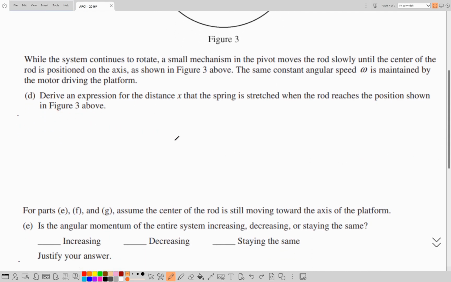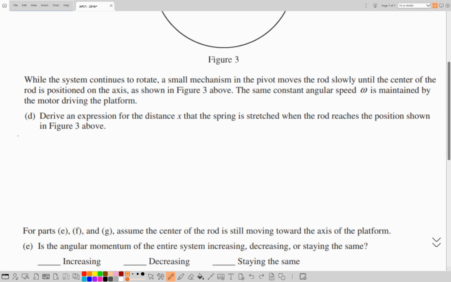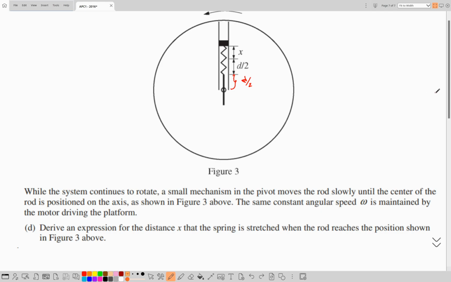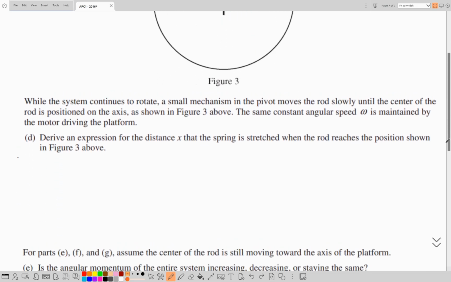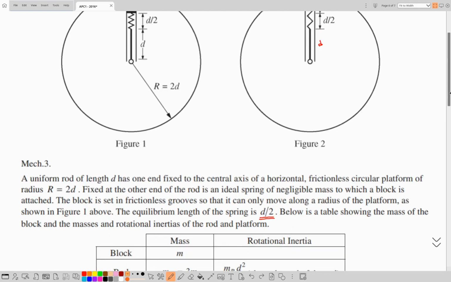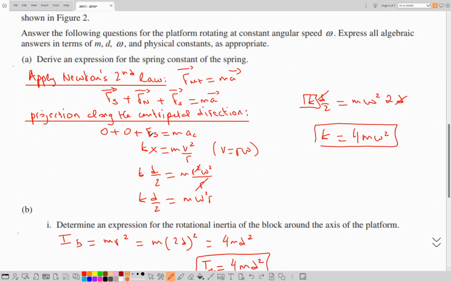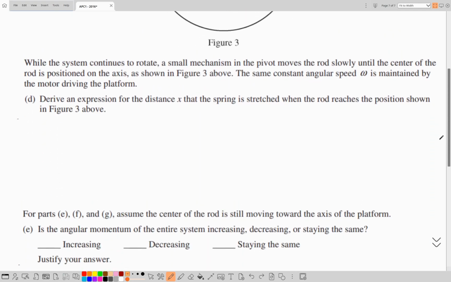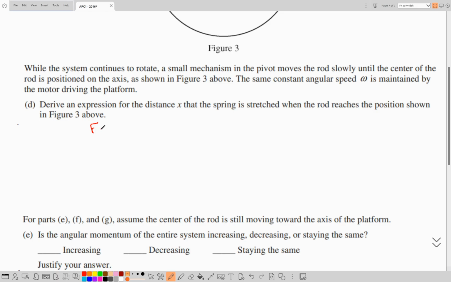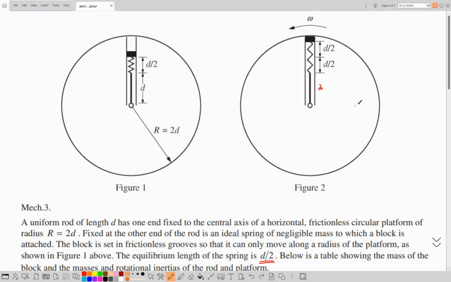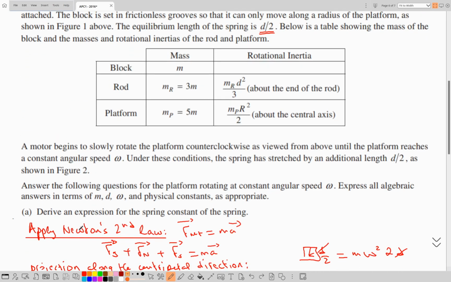Now in part D, they're telling us derive an expression for the distance x that the spring is stretched when the rod reaches the position shown in figure 3 above. So we need to determine the expression of x. So again, this can be determined using Newton's second law. And we know that, so no need to repeat all of these steps here. We can directly start from the force of the spring is equal to m a_c. And remember that we need to derive our expressions in terms of m, d and omega.